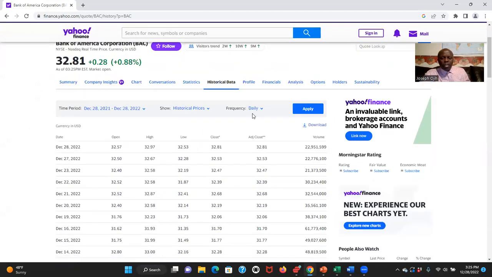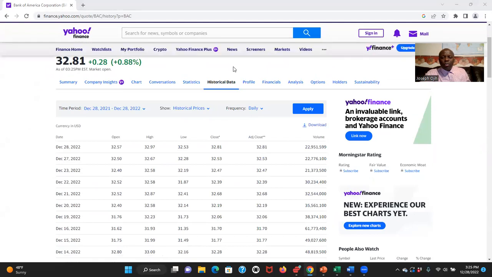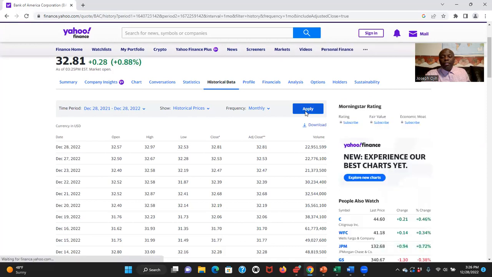For this, I'm not going to use daily stock price because it is too noisy. So I'm going to use monthly stock price, my preference. You can use weekly stock price. You can use daily stock price. It's up to you. Starting from December 28, 2021 to December 28, 2022, we'll apply this.